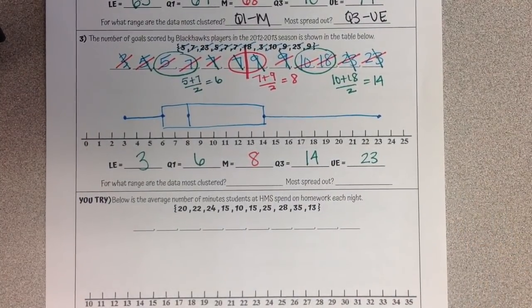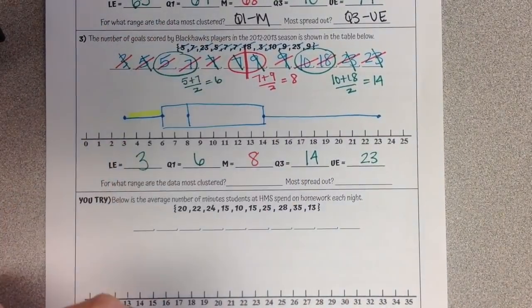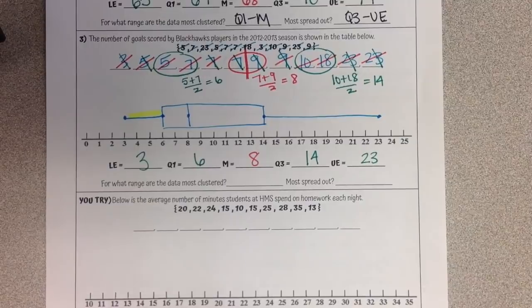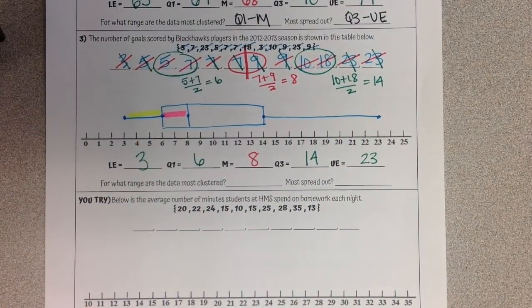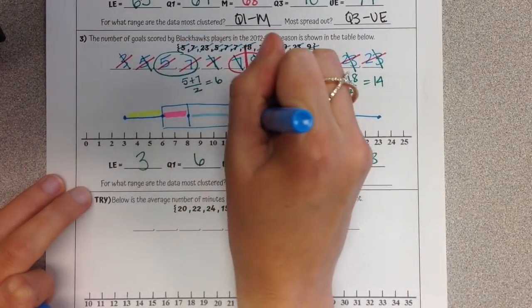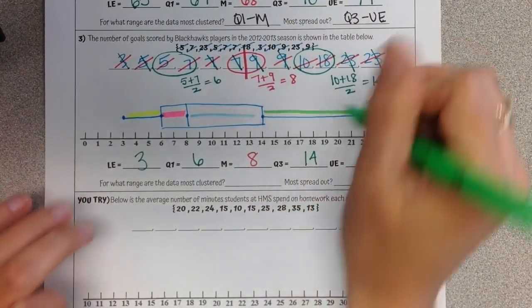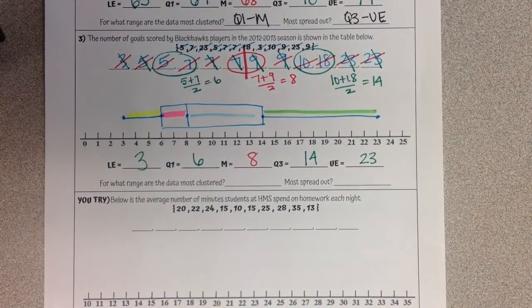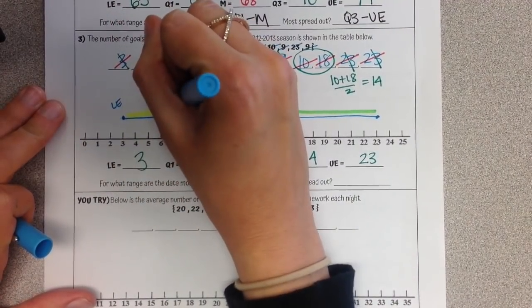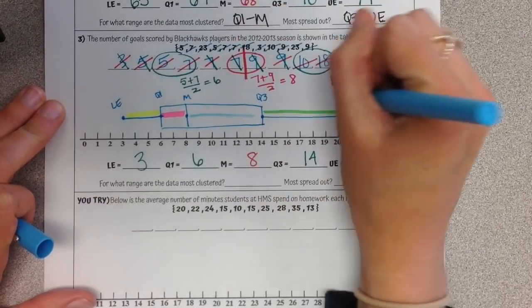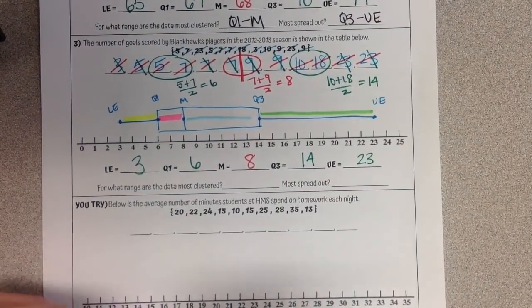What range is it the most clustered? Again, let's look at the parts that we're looking at. Part 1, part 2, part 3, part 4. This is our lower extreme, Q1, median, Q3, upper extreme. Let's calculate the distance for all of them.